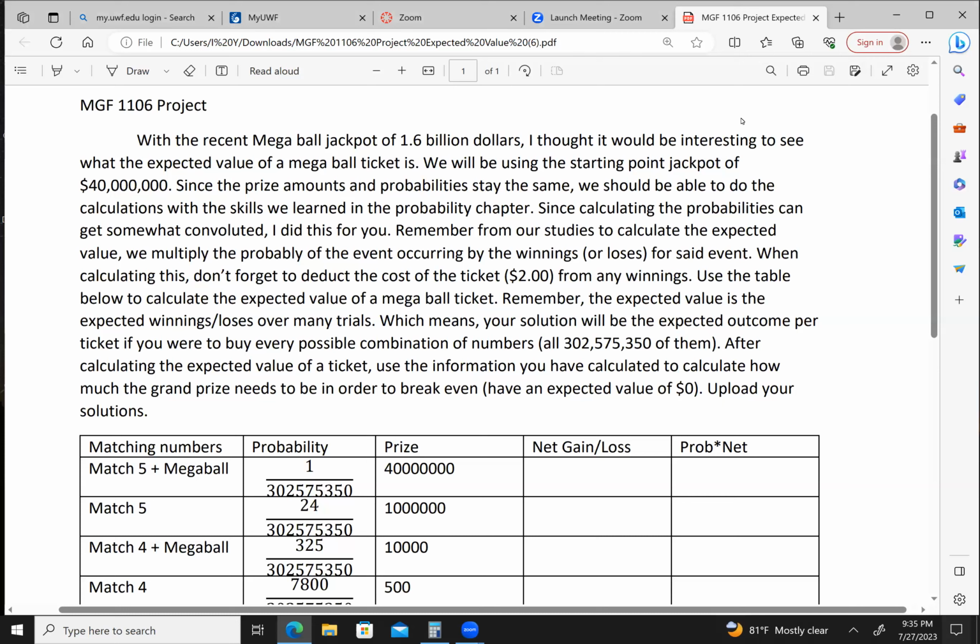Okay, so today we're going to look at the project. Now this is about the Mega Ball. Several years ago, it reached $1.6 billion. So I thought it'd be interesting to look at something with this.